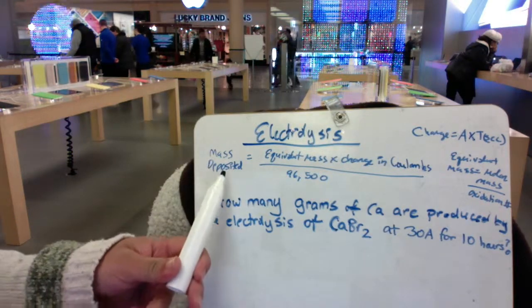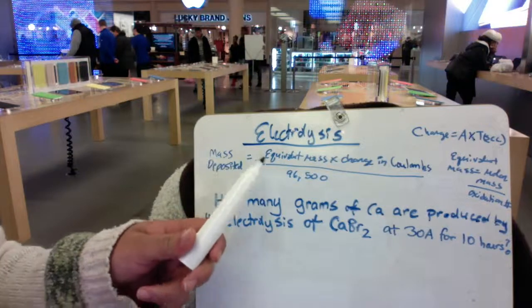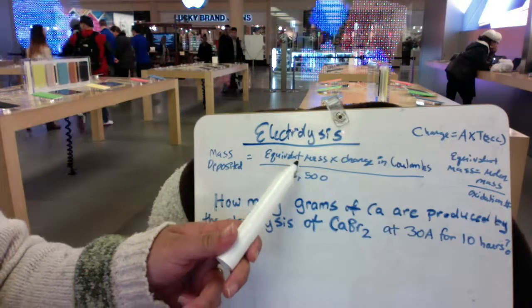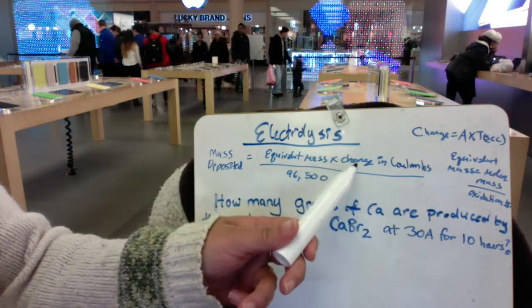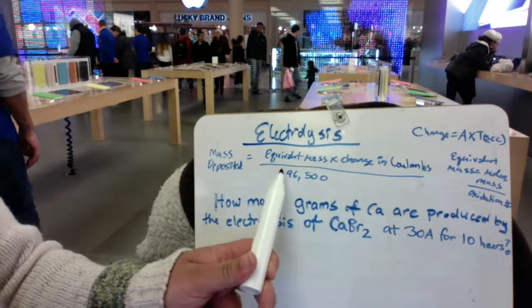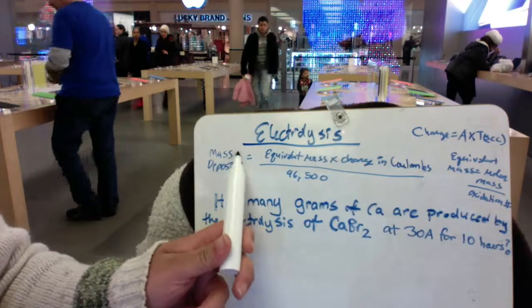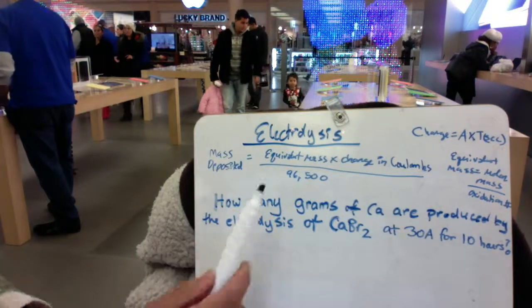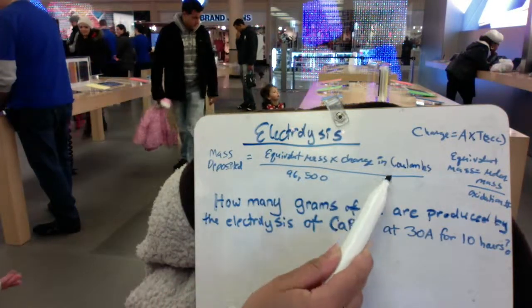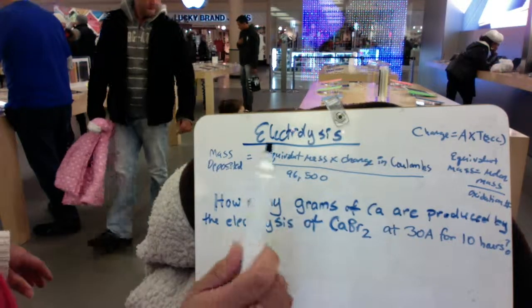Basically, to get the mass of the metal deposited, what you need to do is find the equivalent mass, times it by the charge in coulombs, and divide it by Faraday's constant of 96,500 coulombs. Once again, the mass deposited is the equivalent mass times the charge in coulombs divided by 96,500.